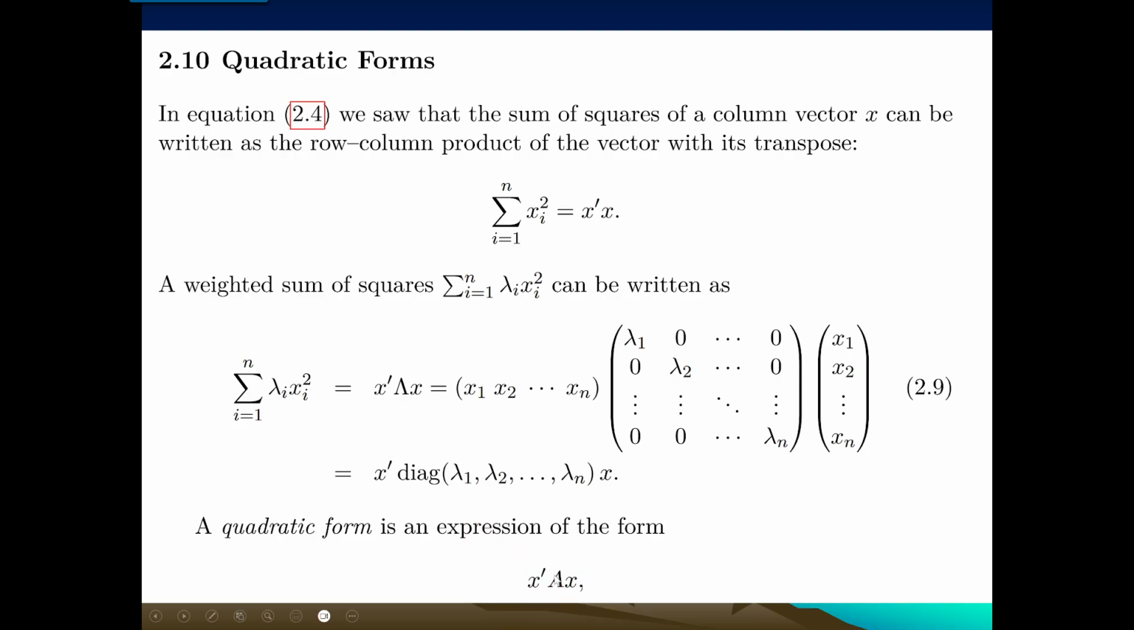Have you already done these things? Have you already heard about these things or never? Never? I hope during this data science course you will see them. But this quadratic form, this is really the first time that you hear it.